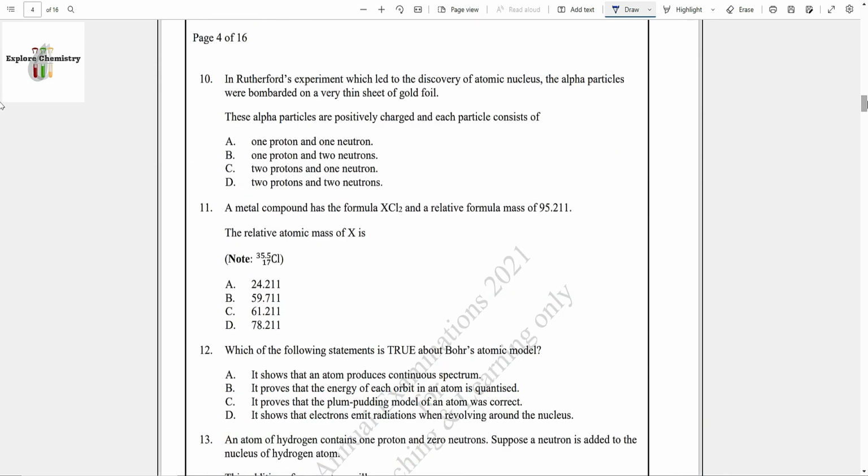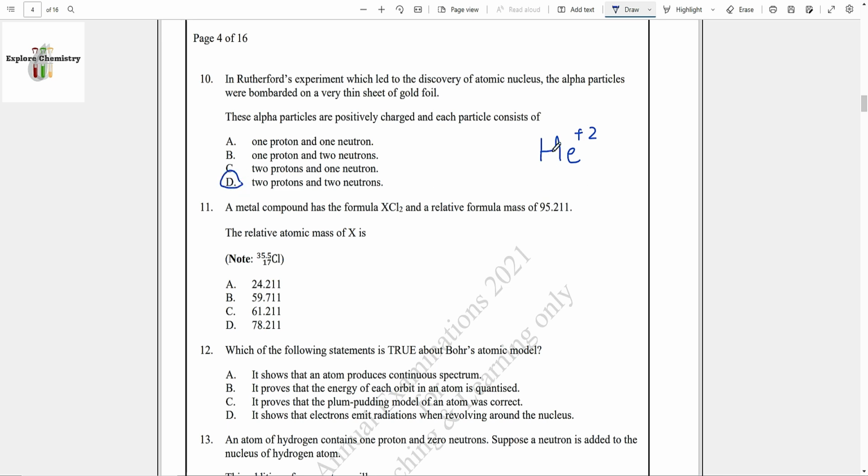Number 10. In Rutherford's experiment, which led to the discovery of the atomic nucleus, the alpha particles were bombarded on a very thin sheet of gold foil. These alpha particles are positively charged, and each particle consists of what? Alpha particles are actually helium nuclei with +2 charge. If you see the structure of helium, it contains 2 protons and 2 neutrons. Therefore, option D is correct.